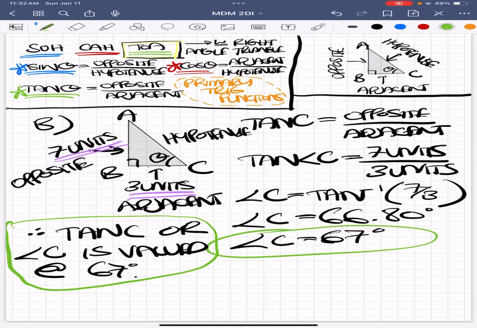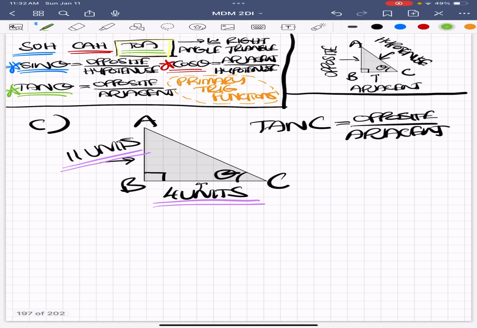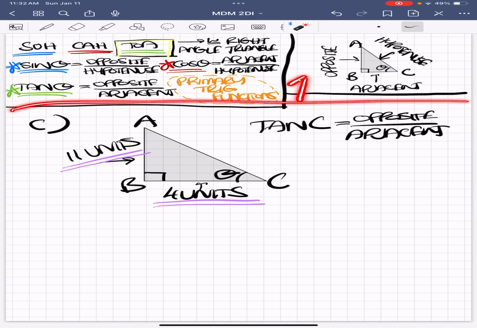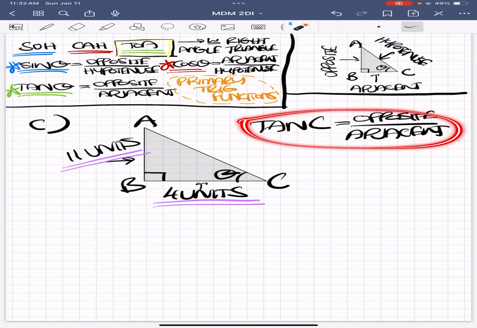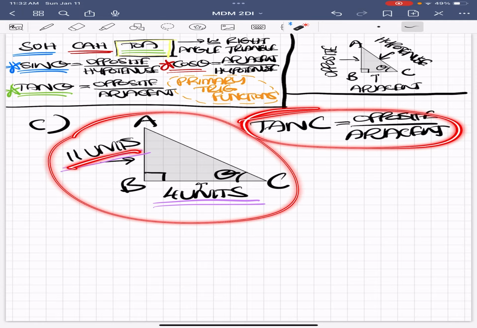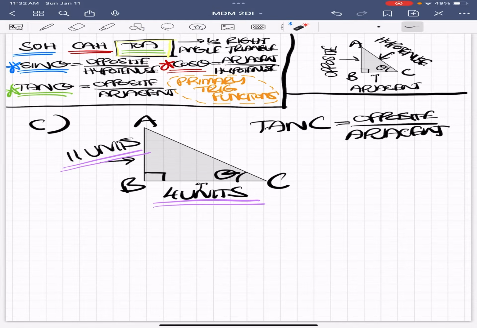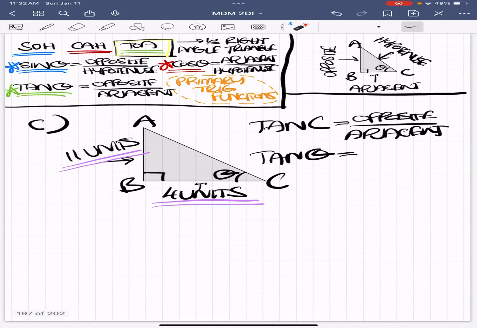So that is question B. And let's move on. So we have, again, our cheat sheet on the top here. And then we have our formula and our diagram with unit measurements. So tan theta. And we're going to input the values based off of this theta right here.